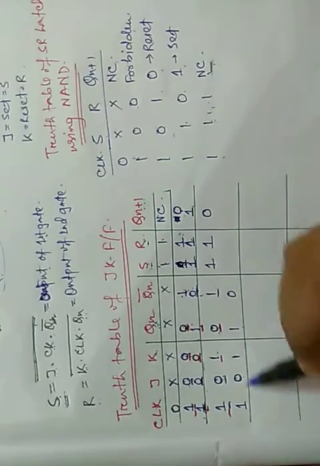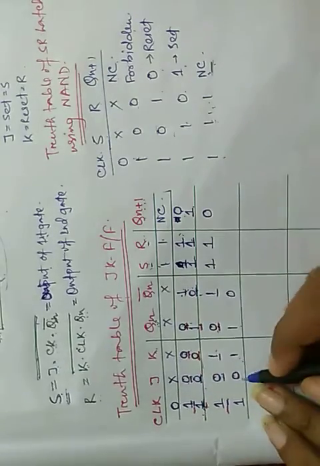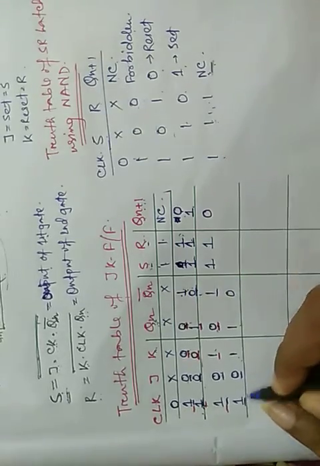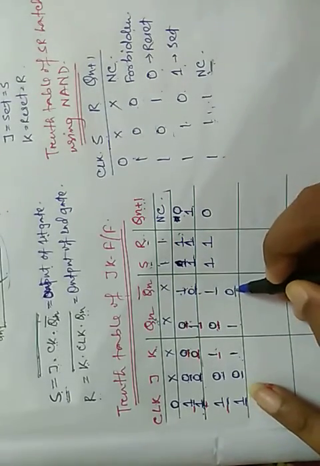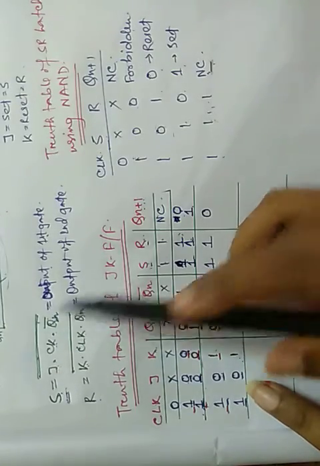Okay. Again in our next state. Next state is J is 0, clock is 1, Qn is 0. Qn bar is 0. For S, we have to check Qn bar.